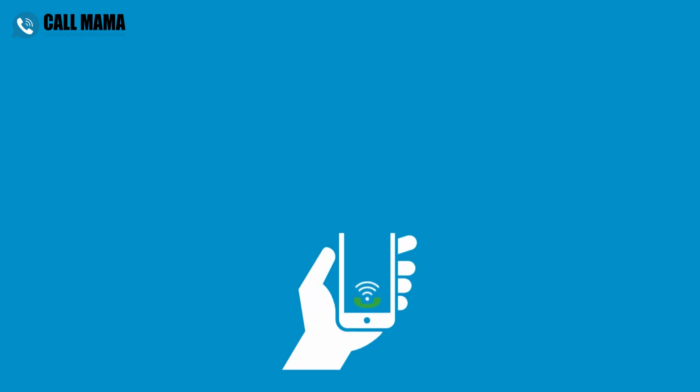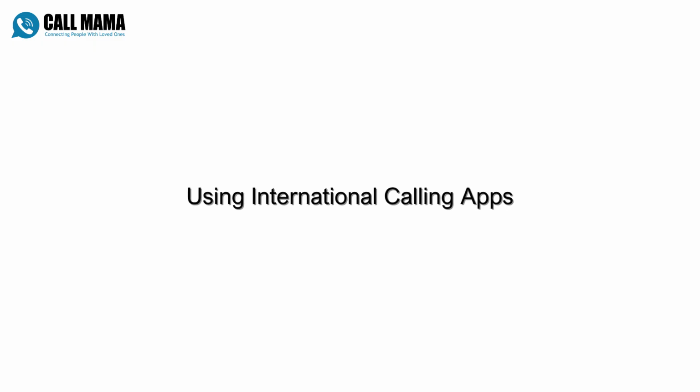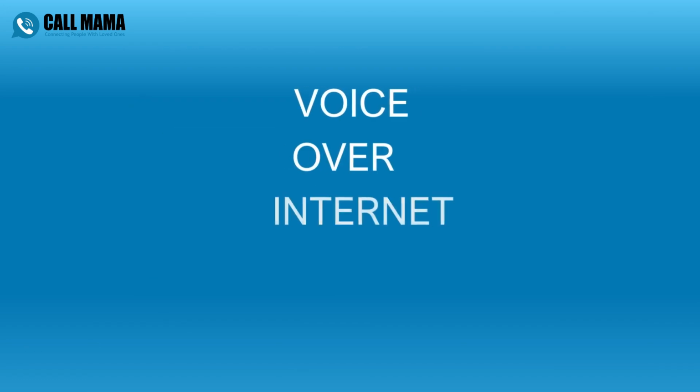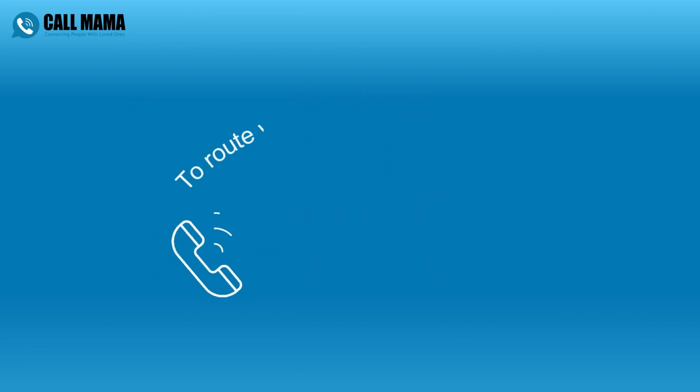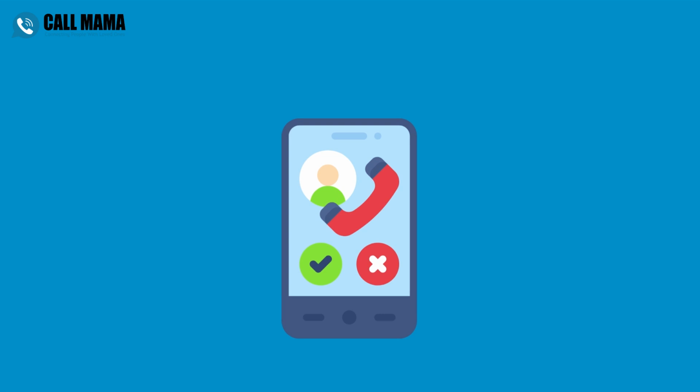To use Wi-Fi calling, you'll need to make sure your iPhone is connected to a Wi-Fi network and that Wi-Fi calling is enabled in your settings. Using international calling apps. These apps typically work by using VoIP, Voice over Internet Protocol technology, to route your calls over the internet. Some popular international calling apps include WhatsApp, Viber, and Skype.